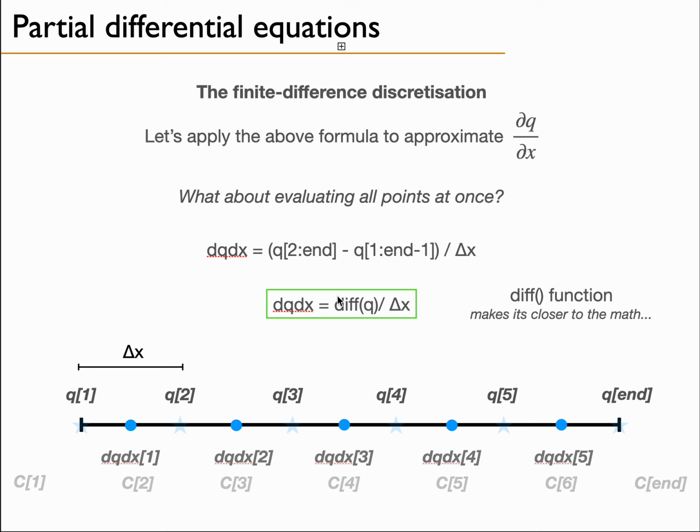One may also use the function diff, which allows making the notation closer to the actual math notation. So if you do diff q divided by dx, you will obtain the same results as with explicitly making the difference and the slicing of the array. So diff q divided by delta x will give you the same result.